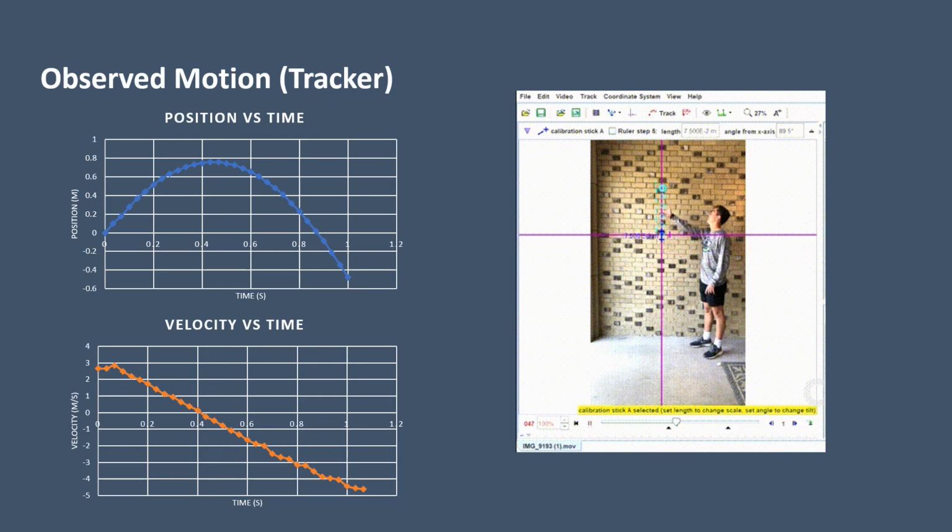The velocity, as you can see, starts positive when it's going up, it slows down, it hits 0 when it turns around, and then it goes all the way back down into negative velocity as it's falling back down towards the Earth.